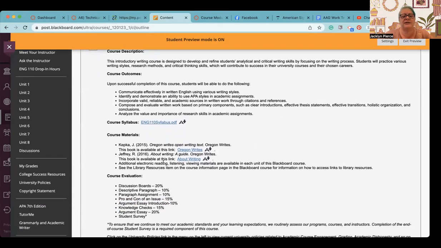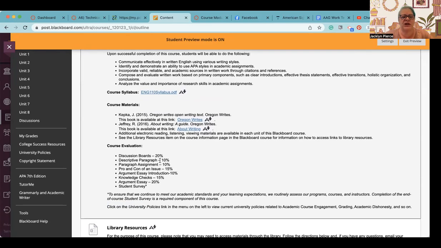You've got the links to the course materials that are provided within the course. You don't have to purchase a textbook, but you don't have to necessarily click on those here. Each unit will have a specific reading assignment, and you'll be able to click directly on it.